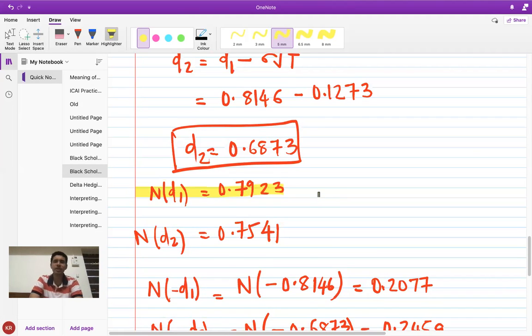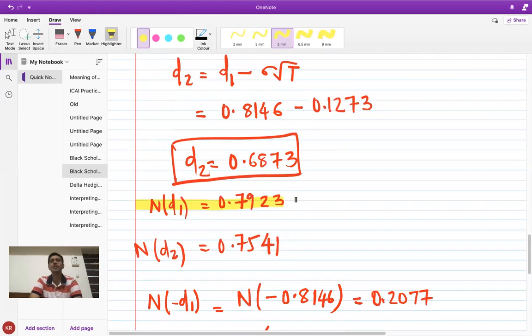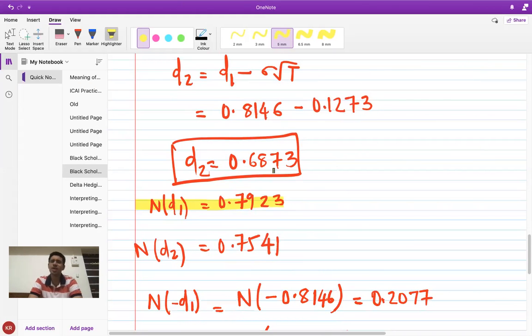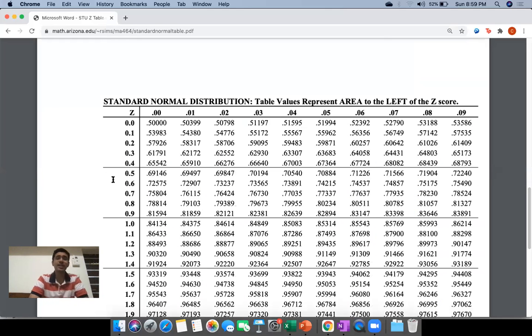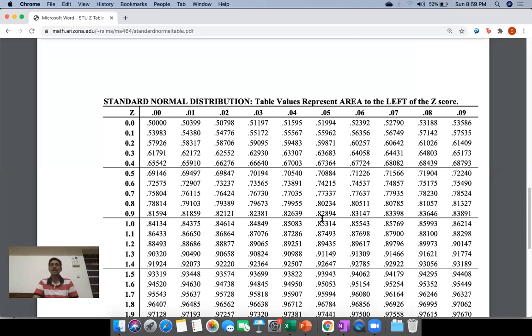Of course there's going to be a rounding difference because I've rounded this off to 0.815, so it's approximately correct. Similarly, we had a d2 value of 0.6873, or we can consider this as 0.69. Let us look for the 0.69 Z value. 0.9 is basically the last column. So the probability corresponding to a Z value of 0.69 is 0.7549, and we got 0.7541. That is how it must be read in a standard normal distribution table.